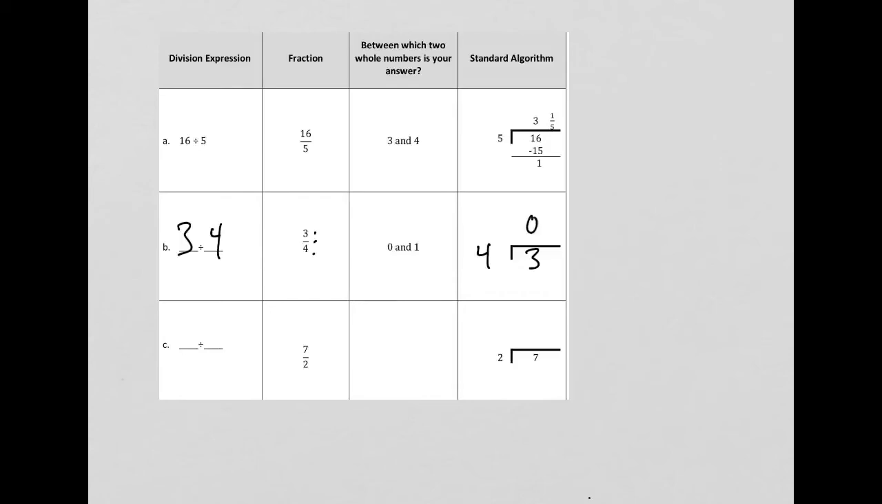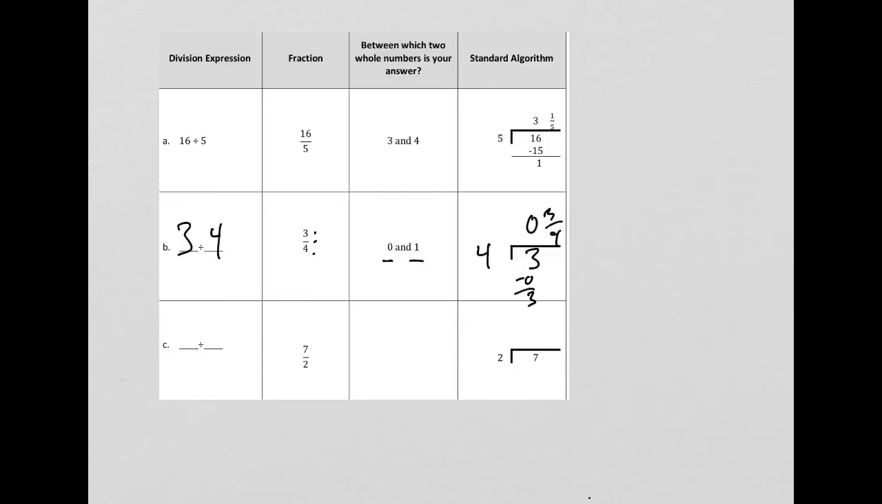4 goes into 3 0 times, so we're going to have 3 as the remainder. So we get 3/4. So we get 0 wholes and 3/4, which means our answer is going to be between 0 and 1 on a number line. If I was going to plot this, our answer goes between 0 and 1 because it's just a fraction. There's no whole number piece. It's going to fall somewhere between 0 and 1.